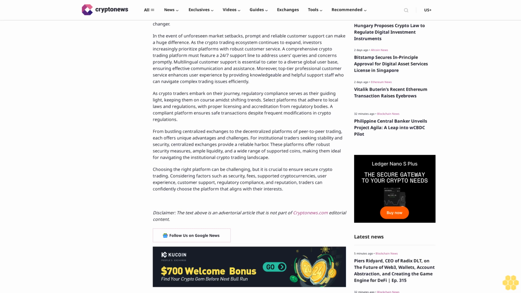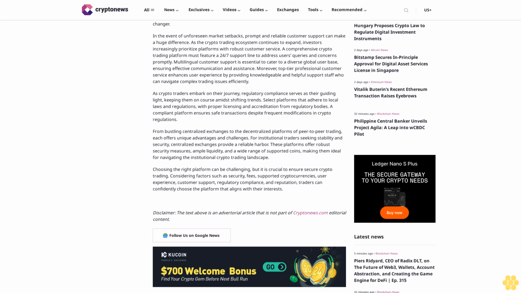Moreover, top-tier professional customer service enhances user experience by providing knowledgeable and helpful support staff who can navigate complex trading issues efficiently. As crypto traders embark on their journey, regulatory compliance serves as their guiding light, keeping them on course amidst shifting trends. Select platforms that adhere to local laws and regulations with proper licensing and accreditation from regulatory bodies. A compliant platform ensures safe transactions despite frequent modifications in crypto regulations.